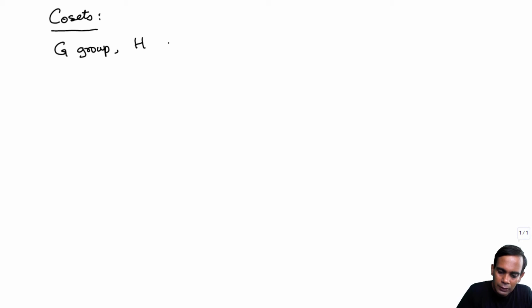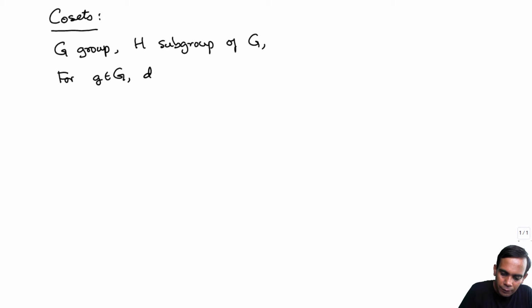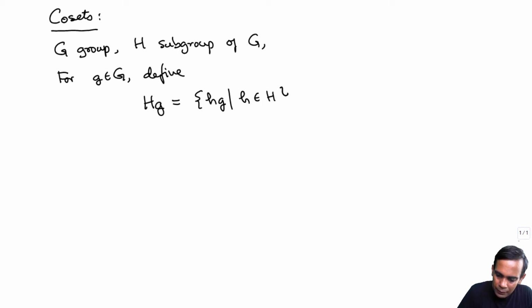Let's talk about cosets. So given a group G and H a subgroup of G, we can define for each g in G, Hg. As this notation suggests, this is the product hg as h runs over all the elements of H. This is called a right coset of H.